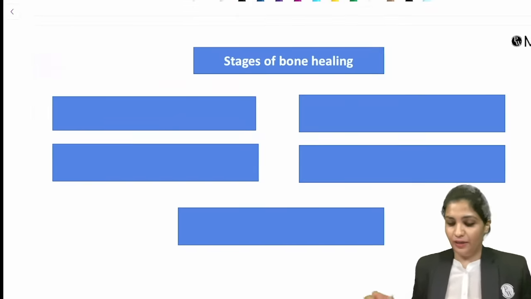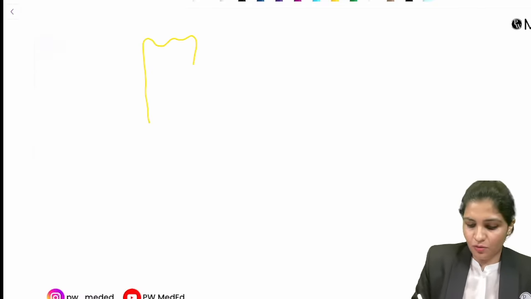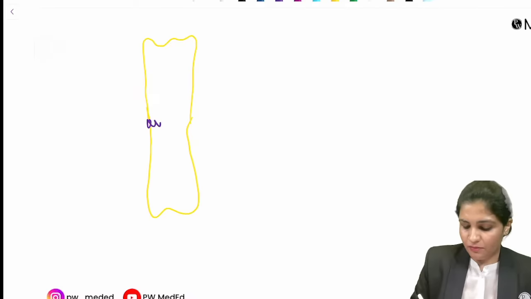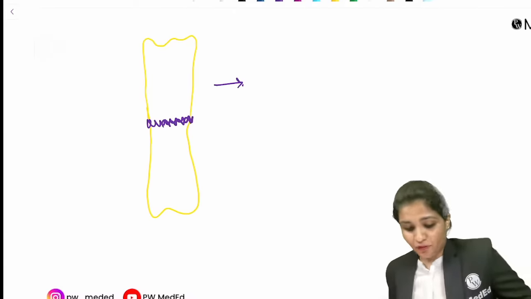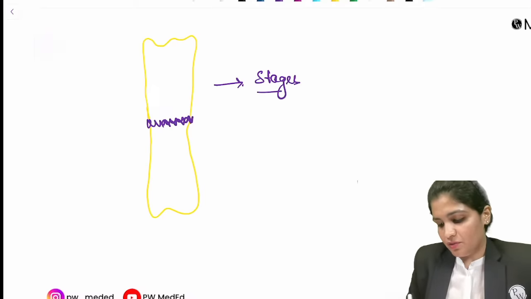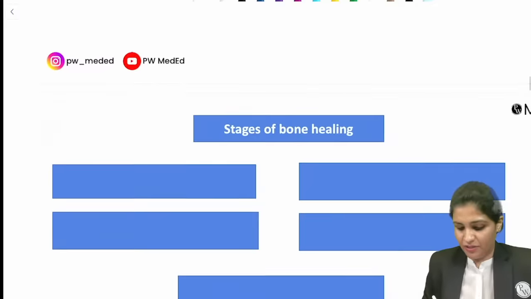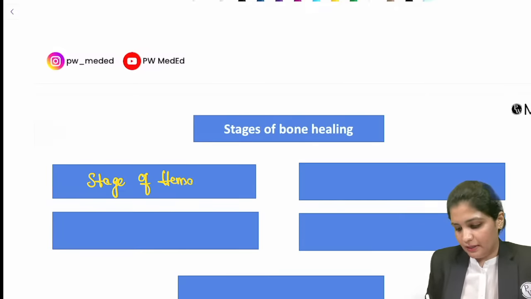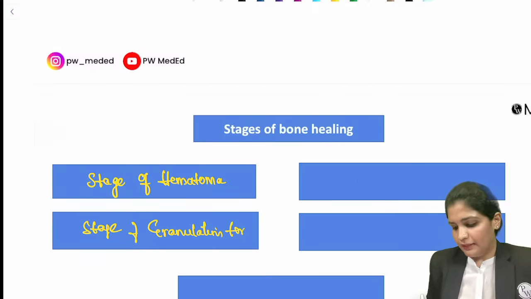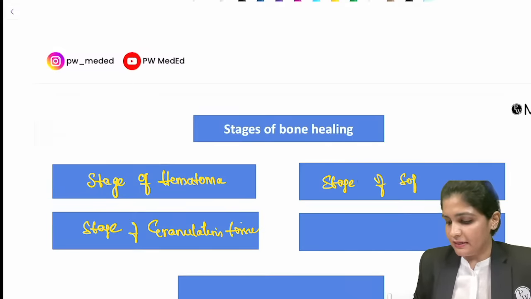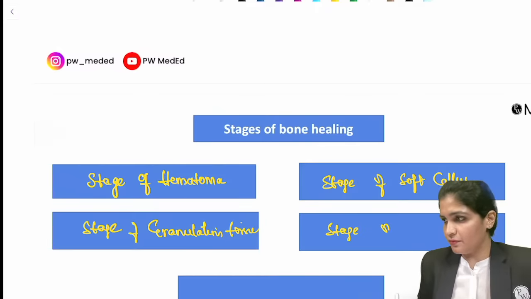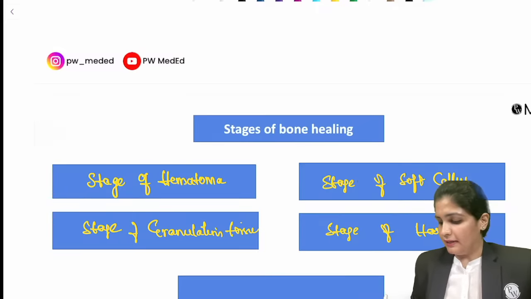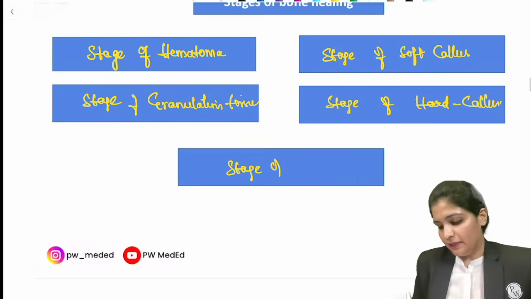So, let's learn in detail about stages of bone healing. If this is your bone and it is fractured, there are various stages which will result in bone healing. As soon as the bone is fractured, the first stage is called the stage of hematoma, right? And then there will be the stage of granulation tissue, and then the stage of soft callus and the stage of hard callus, right? And the final and last stage is the stage of remodeling.